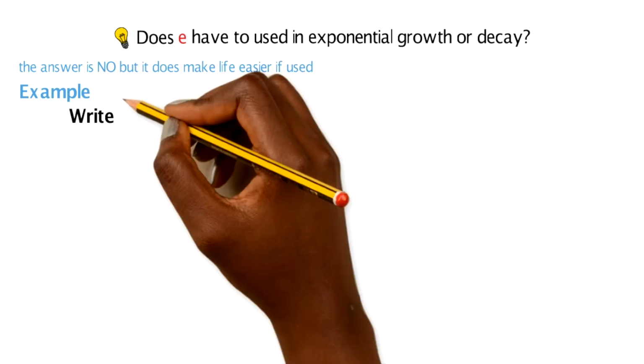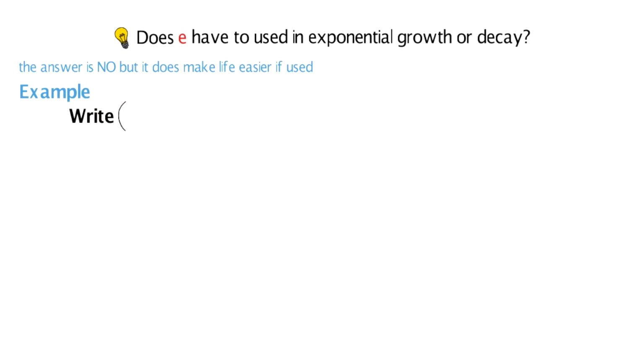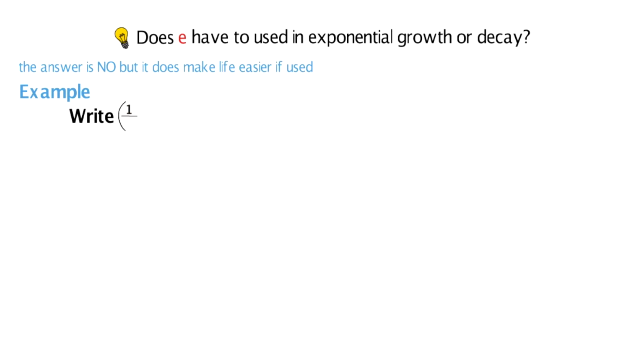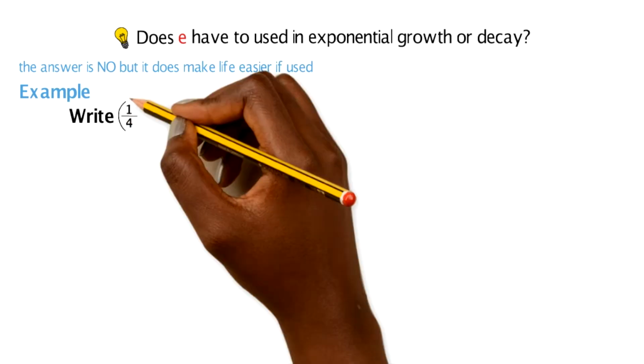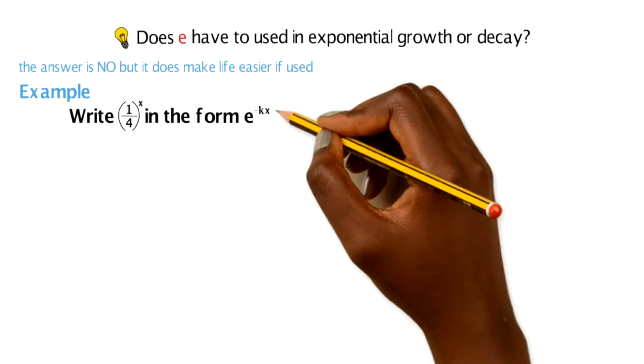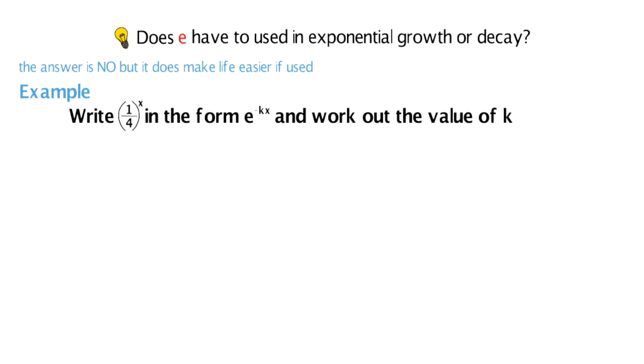So for instance, if a question says write a quarter to the power of x in the form e to the power of minus kx and work out the value of k, the first thing we're literally going to do is make the quarter to the power of x equal to e to the power of negative kx.